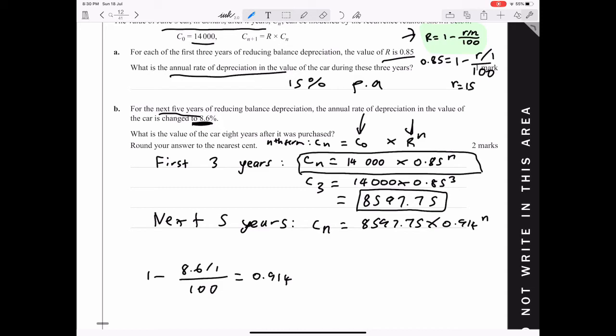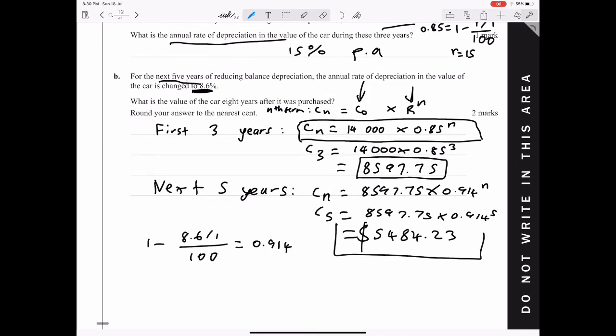And in this case, we want to find the value of the car after 8 years. So the next 5 years is just to the power of 5. So C5 equals 8597.75 times 0.914 to the power of 5. If you did it on your calculator, you get 5484.23 to the nearest cent. So that is the value of the car after 8 years.